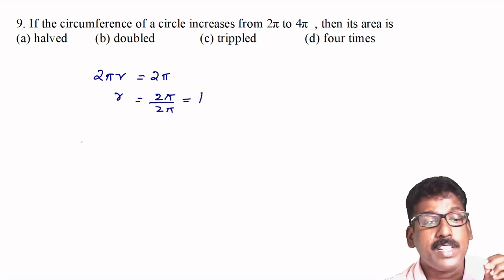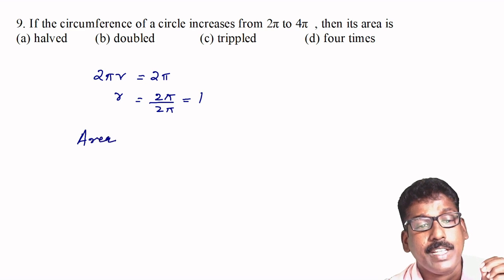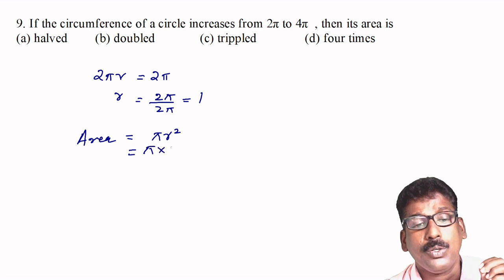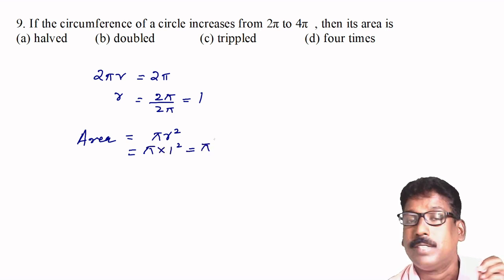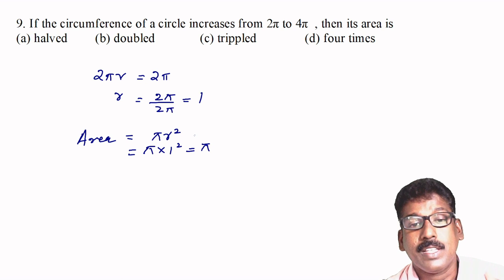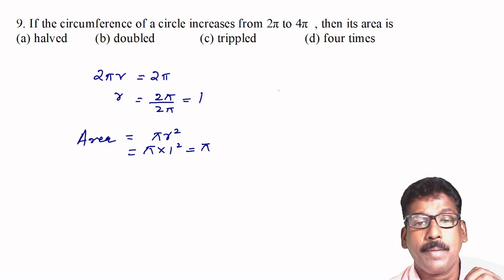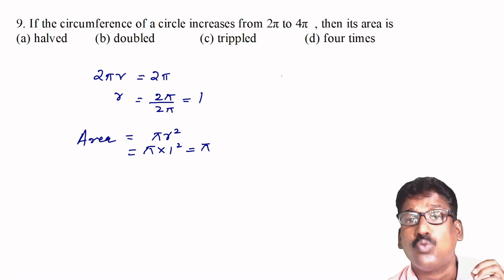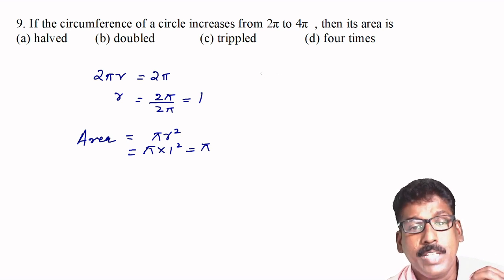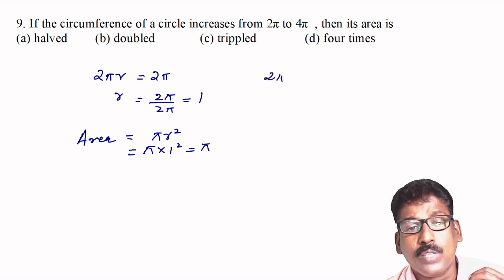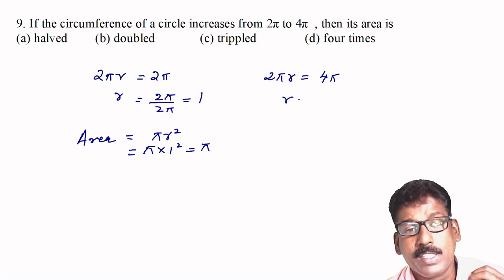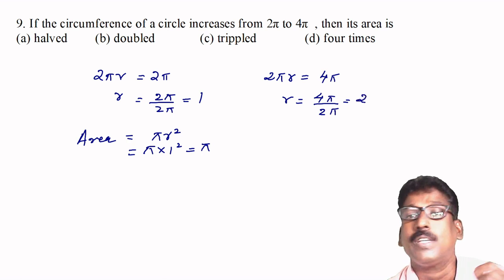So in the first case, area of the circle is pi r square, which is pi into 1 square, which is equal to pi. So when the circumference is 2 pi, area is equal to pi. Now when circumference is 4 pi, what will be the area? Here circumference 2 pi r is equal to 4 pi. Then what is r? 4 pi by 2 pi, which you will get as 2.